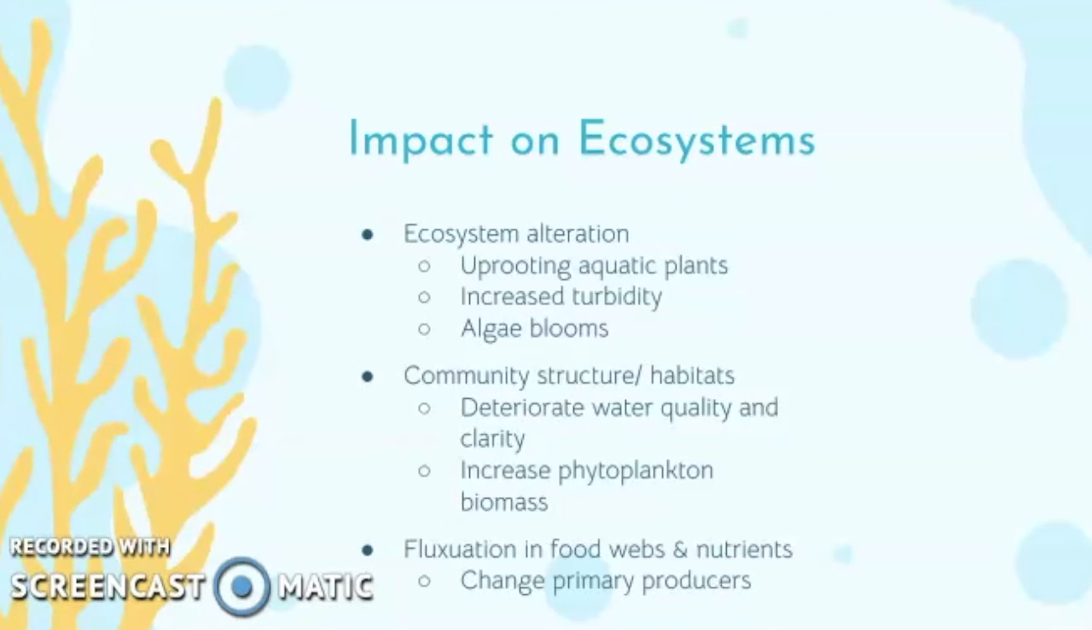So goldfish can impact ecosystems by altering them. They're able to uproot aquatic plants by feeding on them, which overall increases the turbidity, and they can also cause algae blooms. They also alter the community structure and habitats. They do this by deteriorating the water quality and clarity, and they also increase the phytoplankton biomass. Lastly, they are able to cause fluctuations in food webs and nutrients, which results in the changes in the primary producers.